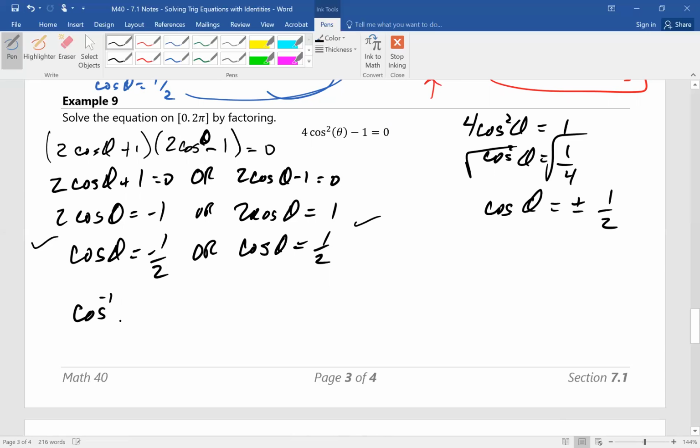So inverse cosine of 1/2 equals theta, or inverse cosine of negative 1/2 equals theta. Be careful, there's a negative 1/2.